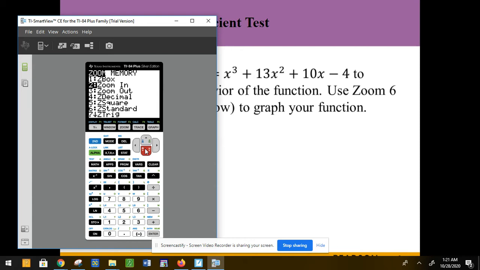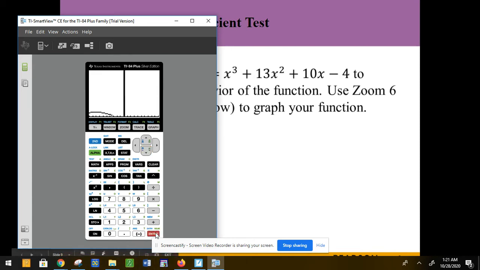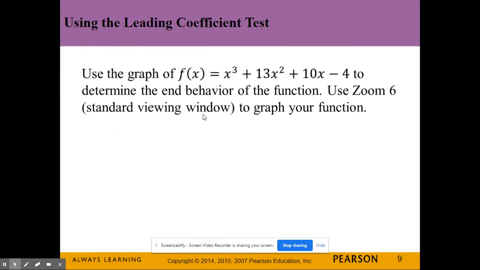So what I'm going to do is a zoom fit and see if we can see the whole thing. Sort of. But it's rising on the right, and then this is going to curve back down and fall to the left. So that does kind of fit what we were talking about. This was not as clear as I was expecting it to be.